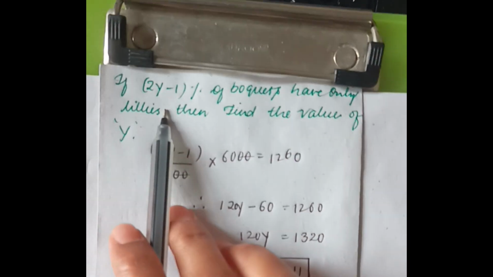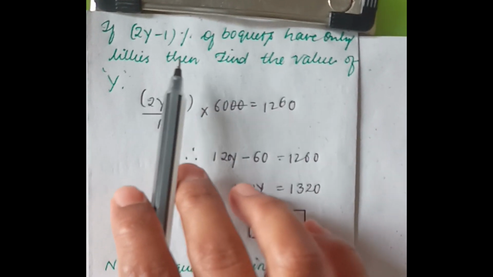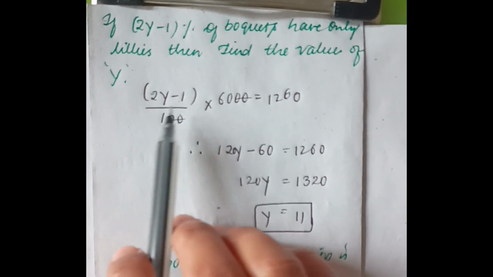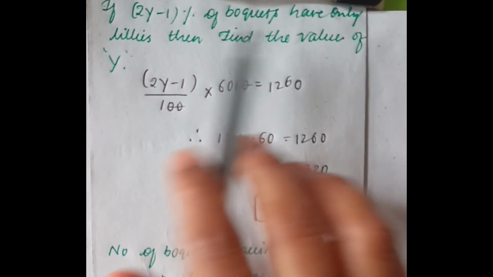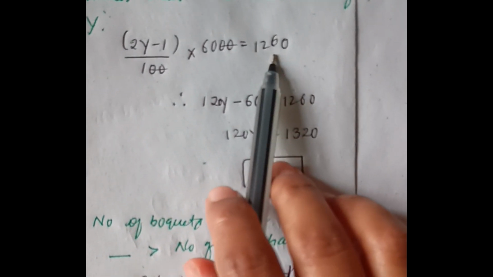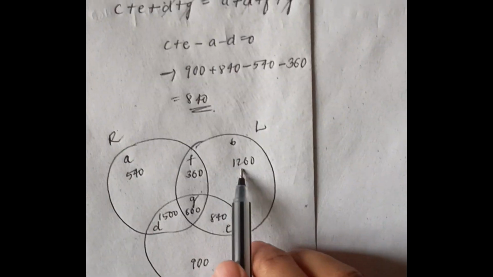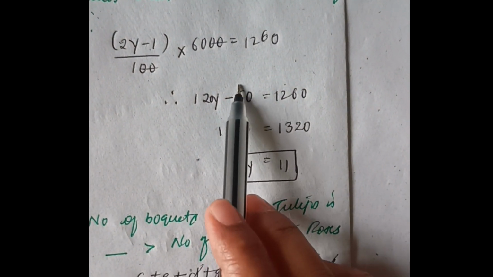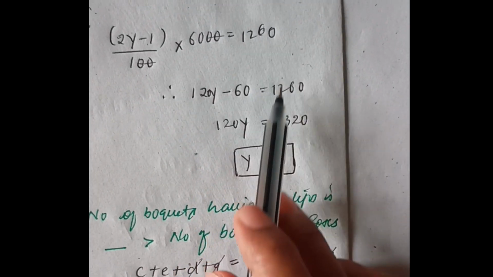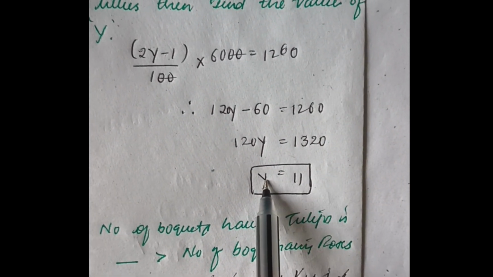If 2y minus 1% of bouquets have only lilies, then find the value of y. So (2y minus 1) divided by 100 into 6000 will be equal to only lilies. We know that only lilies is this part, 1260. So I have written here, then 120y will be equal to 1320. Then y will be equal to 11.